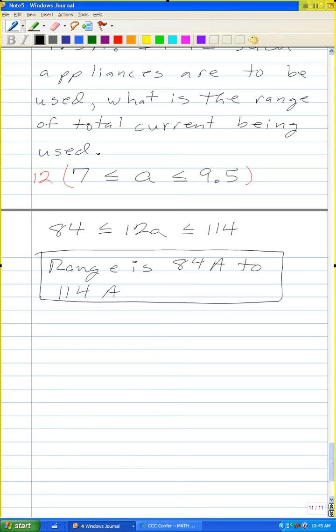Okay, so that finishes off section 2.7, which finishes off chapter 2.